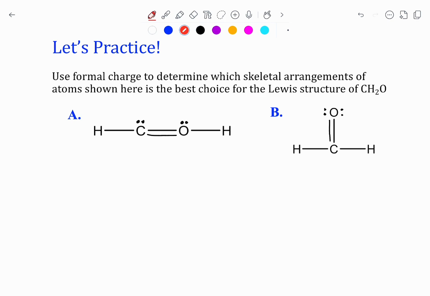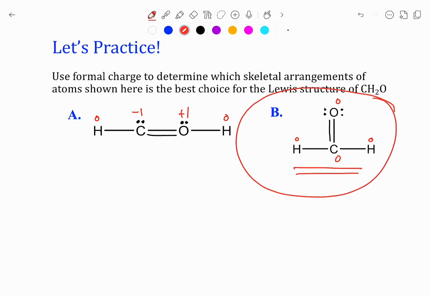So hopefully you calculated that your hydrogens here are 0 on all of these. They all have their 1 bond. So 1 valence electron minus 2 electrons in bonds divided by 2, so 1 minus 1 is 0. This carbon here on this first one in A has a formal charge of -1, and the oxygen over here has a formal charge of +1. Over here in B, carbon has a formal charge of 0, and oxygen has a formal charge of 0. So B is our preferred structure because all of those formal charges are 0.